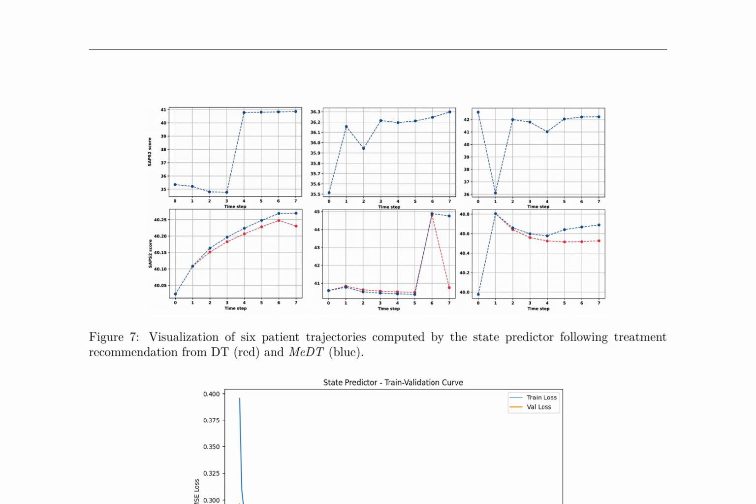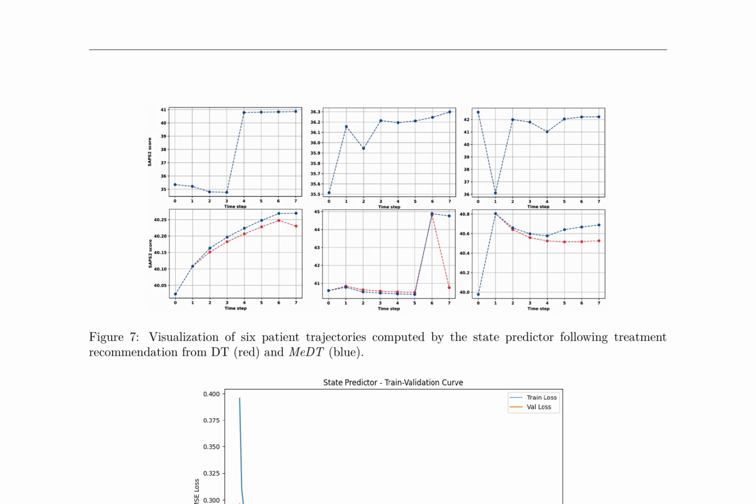Figure 7 visualizes 6 patient trajectories computed by the state predictor, contrasting treatment recommendations from decision tree, DT, and modified DT, MeDT, algorithms. This graphical representation highlights potential variations in patient responses based on distinct decision trees employed within the decision support system. Figure 8 presents the average training validation performance curve of the state predictor model, derived over 10 experimental trials to assess reliability. This curve quantifies the efficacy of the state predictor in minimizing errors across unseen patient data and forecasting treatment trajectories based on historical cases that formed the dataset used for training.